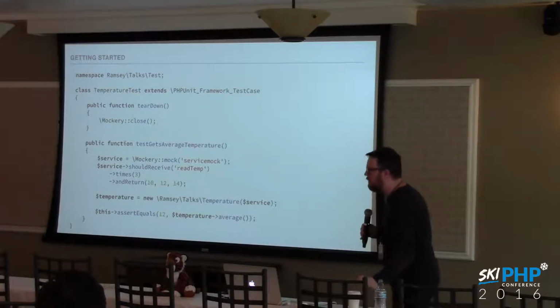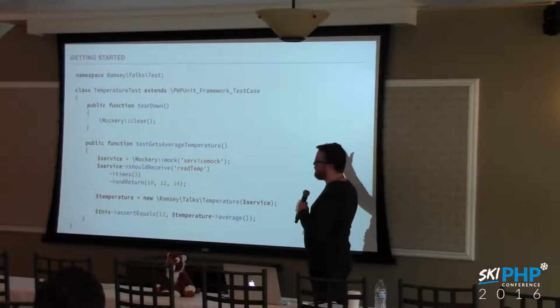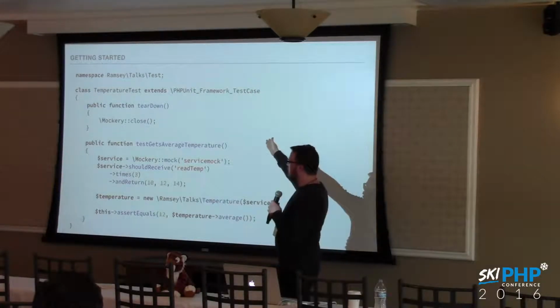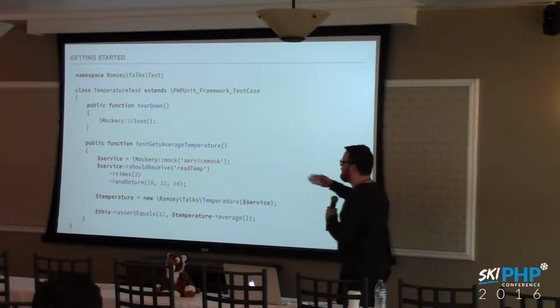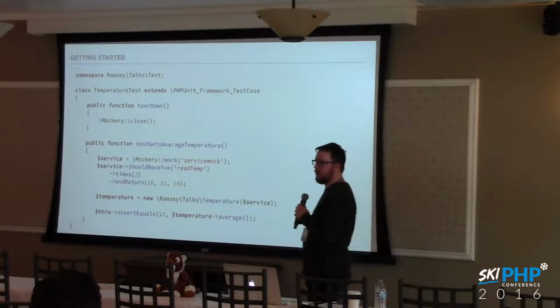All right, so I'm showing several things here that are important to keep in mind. The first thing is, obviously, this is a PHPUnit test. So we're going to use PHPUnit as the test runner in this example. The first thing you see here is not important to testing the temperature object, but it is important for Mockery, and that's this tearDown method.